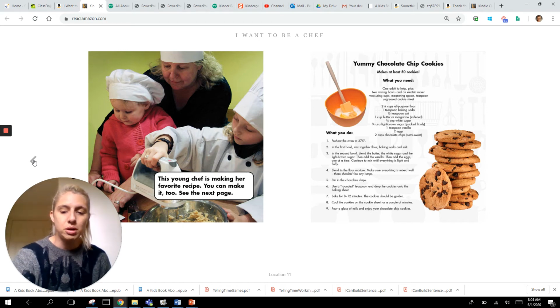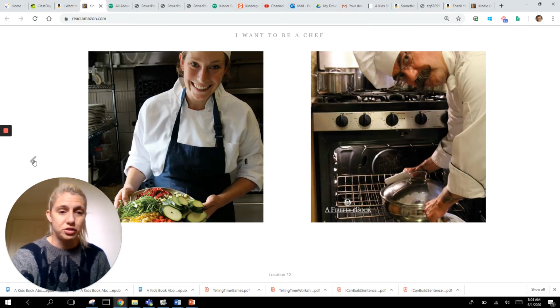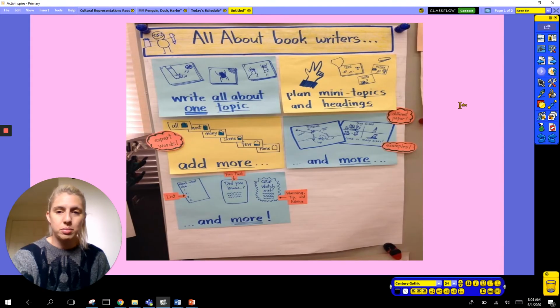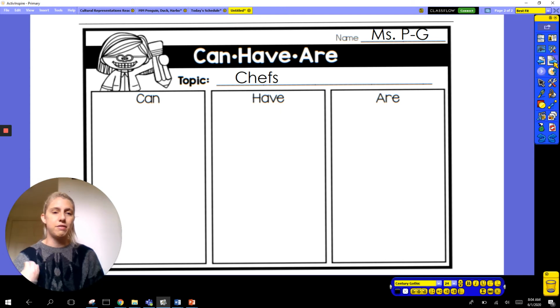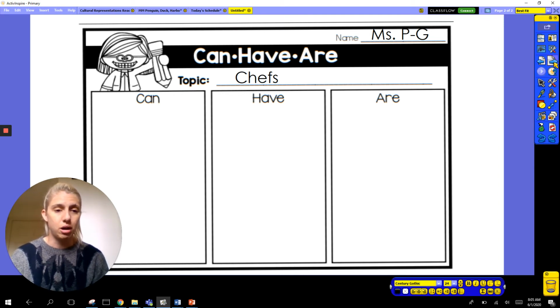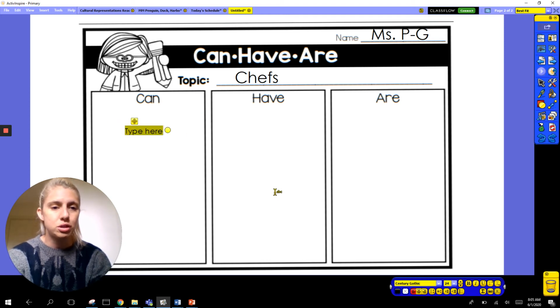So friends, this book was all about being a chef. So what we're going to do now is I'm going to show you how we use this can, have, are chart. And this is a great way to plan out our all about books. Can, have, are. So I'm going to think of what chefs can do.